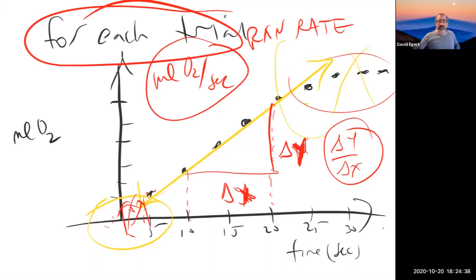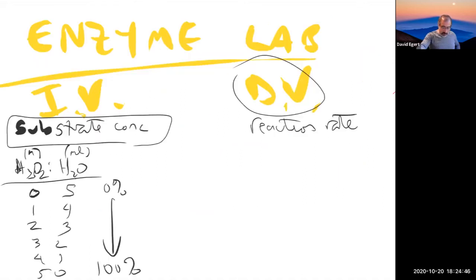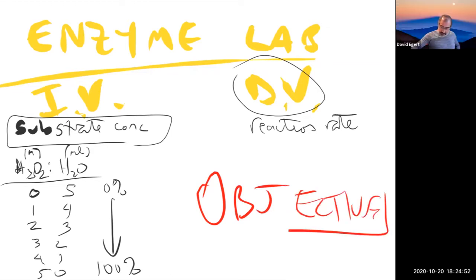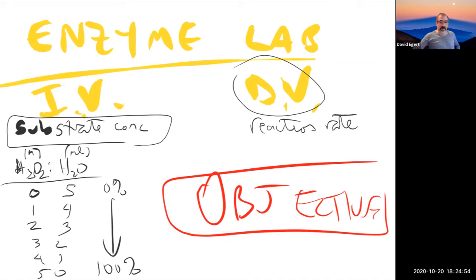Because this was just the way you go about getting these rates. What are we actually interested in? What was the actual objective for this thing? Find a correlation between substrate concentration and how reaction rate changes.